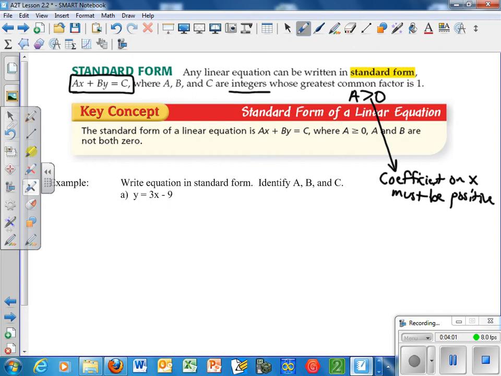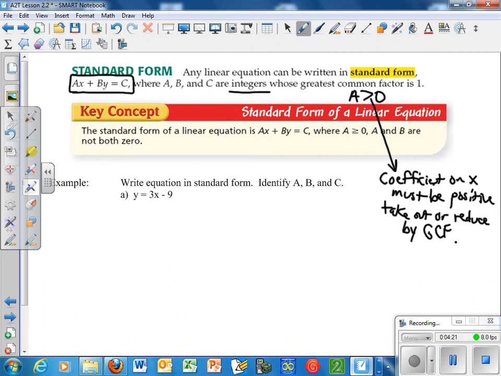So make sure to also take out or reduce by what I'll call the greatest common factor. And we'll have an example that we do that for, so you'll get to see that.